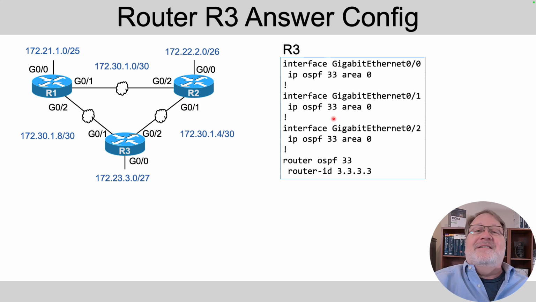You pick some process ID. I picked yet a third number just to make the point that they don't have to match. You could have made them all 1 on all 3 routers. That's fine, but I made this one process ID 33, so my 3 subcommands begin IP OSPF 33, ending in area 0, again placing all 3 interfaces in area 0. And while in router config mode down here, I added the router-id command, giving router R3 router ID 3.3.3.3.